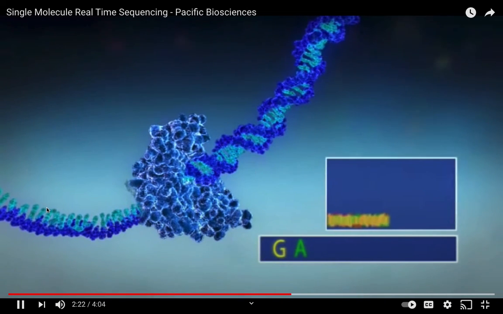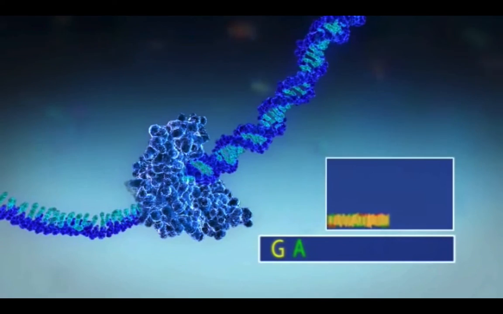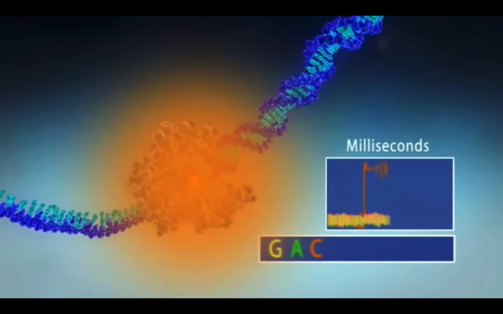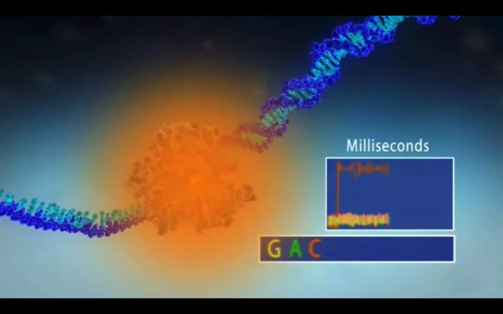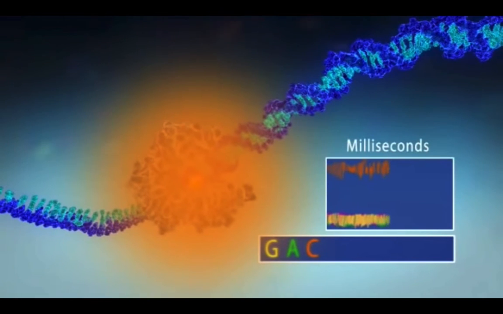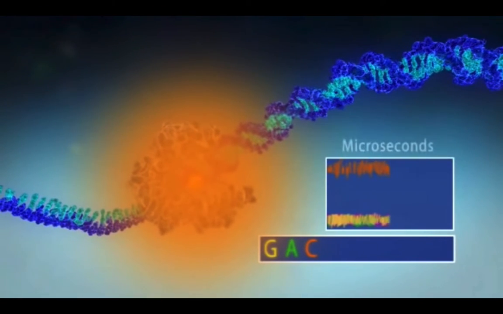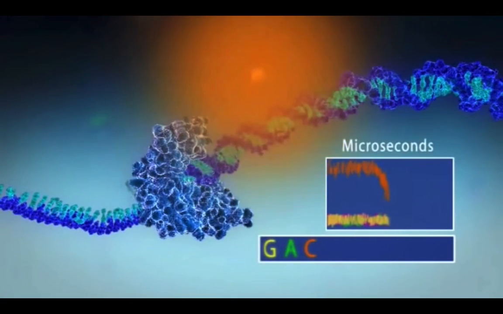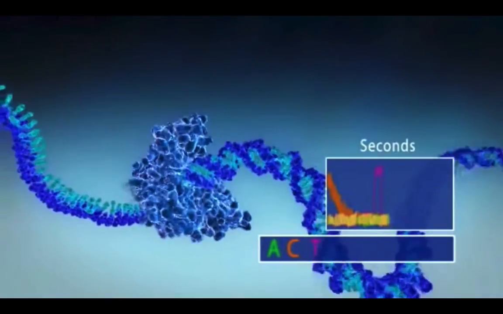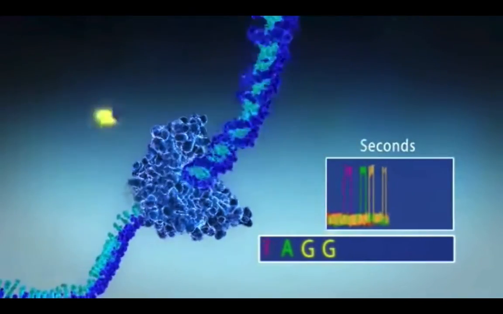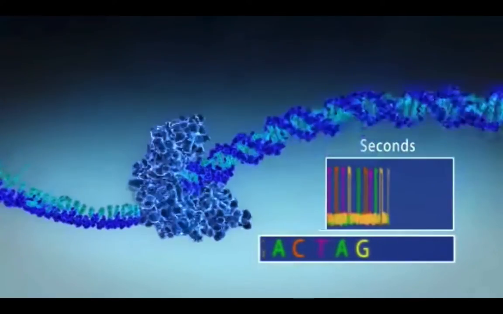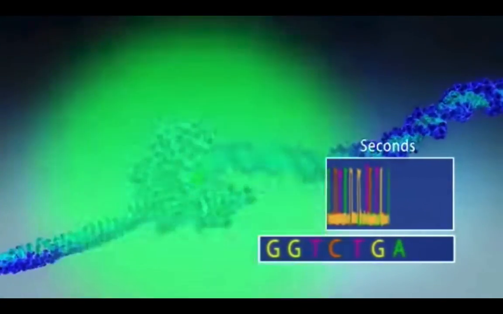Nucleotides diffuse in and out of the ZMW in microseconds. When the polymerase encounters the correct nucleotide, it takes several milliseconds to incorporate it, during which time its fluorescent label is excited, emitting light that's captured by a sensitive detector. After incorporation, the label is clipped off and diffuses away. The whole process repeats, creating sequential bursts of light corresponding to the different nucleotides. These are recorded, thus building the DNA sequence.